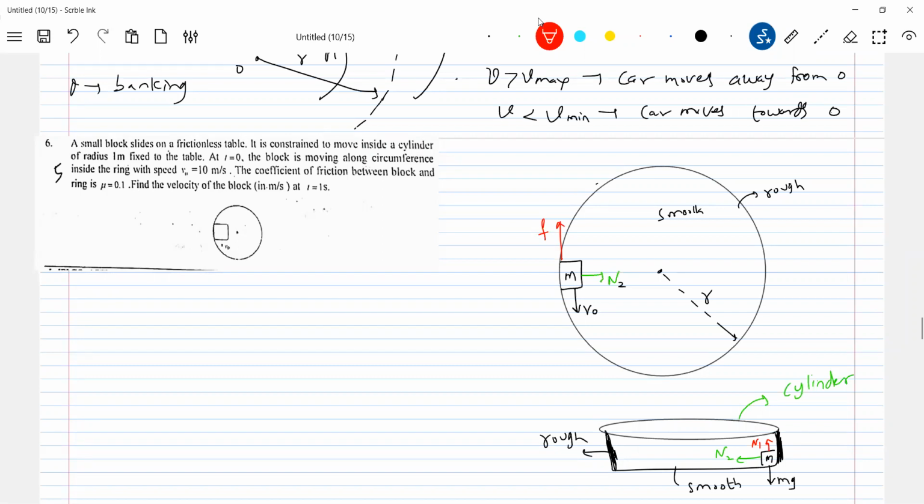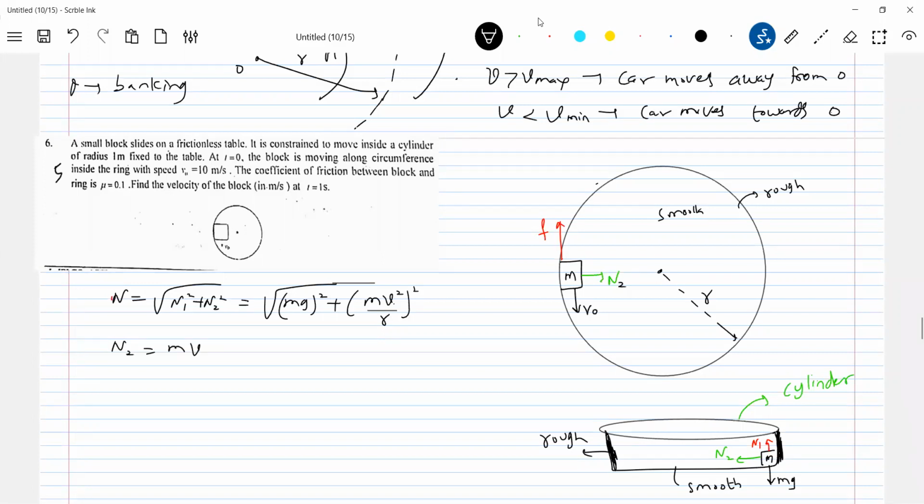So what friction should I take here? What is the resultant normal contact? I'm just confusing you. The resultant normal contact is root of N1 square plus N2 square. What is N1? One is mg. What is the other thing? mv square by r. Okay, fine, so this much is the conditions. The N2 will provide the required centripetal force.